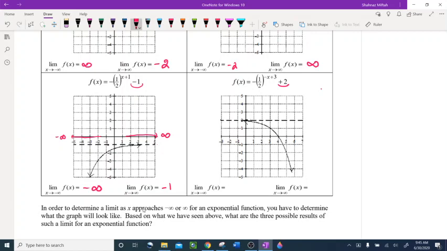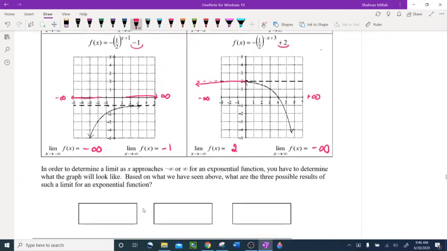Okay, limit as x approaches negative infinity. So this is my graph. My x-axis negative infinity is in this direction. When the graph is going in here, it's going to touch the horizontal asymptote, but it's not going to cross this horizontal asymptote. So that would be +2. Up here, limit as x approaches positive infinity. This is my positive infinity. And when the graph is going towards positive infinity on the x-axis, the y value is going towards negative infinity.